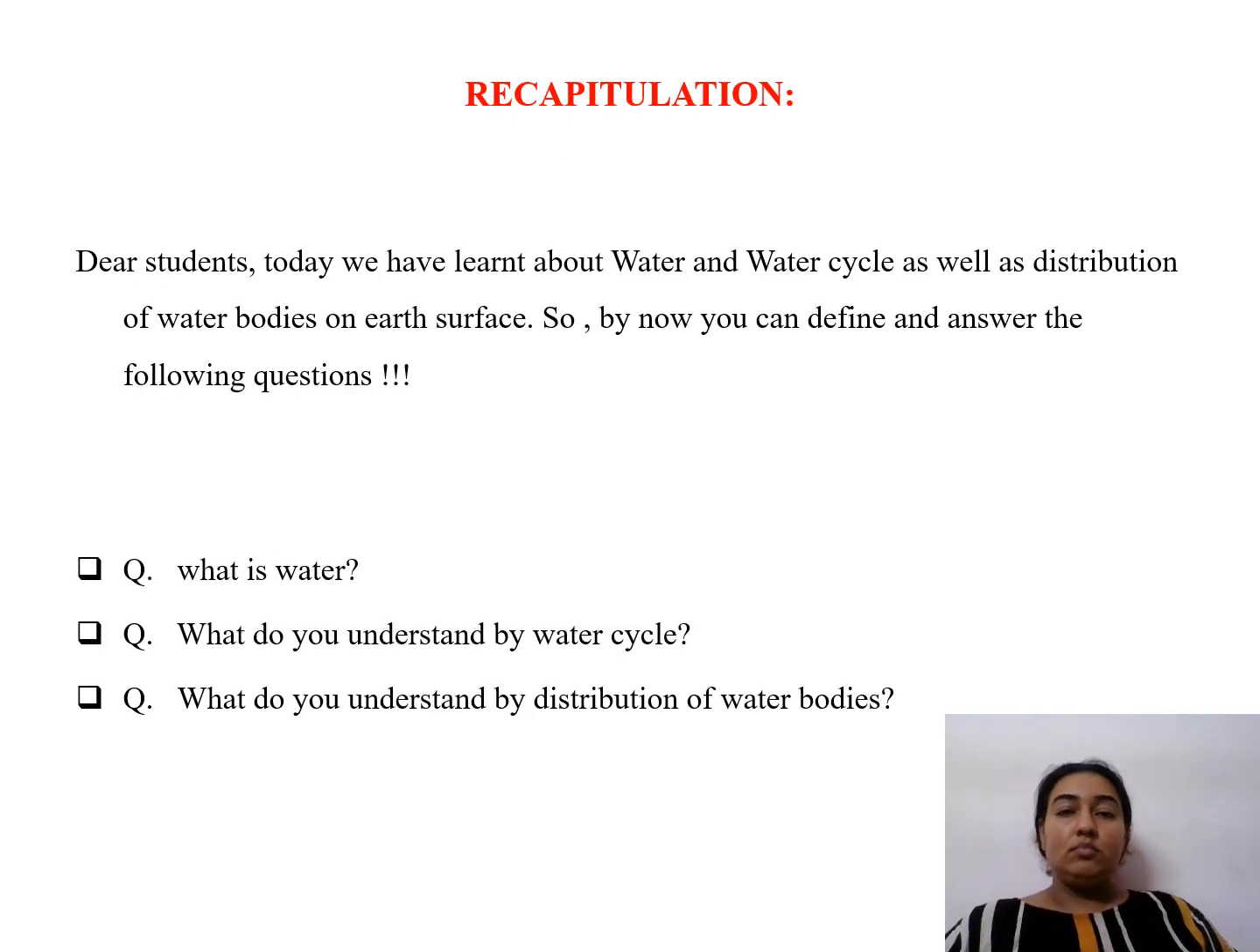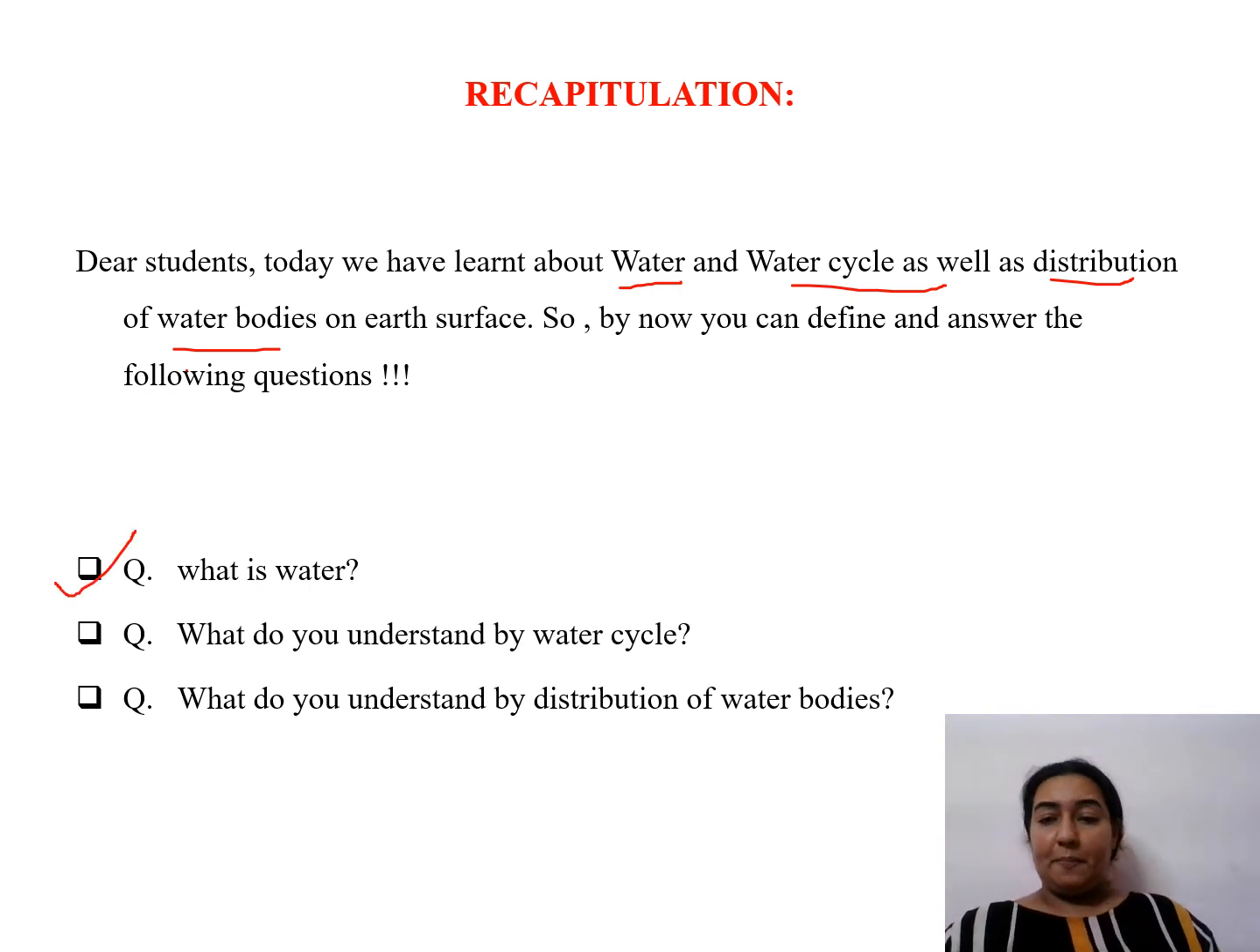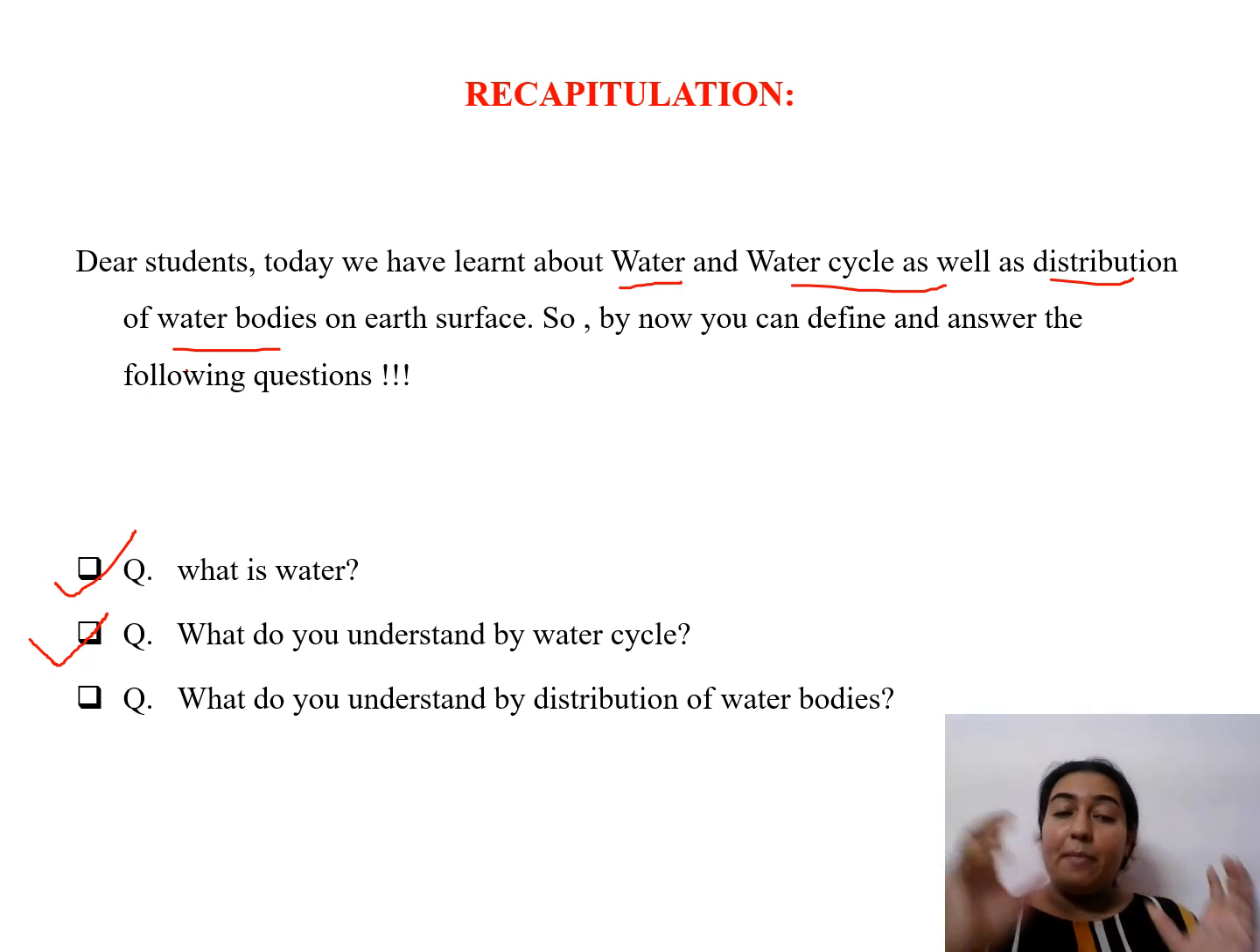Okay. Now, dear students, today we have learned about what the water cycle is as well as the distribution of water bodies on the earth's surface. Fine. So by now you can define and answer the following questions. What do you mean by water? Define each and everything that you know. What do you understand by water cycle? We ourselves completed that live worksheet in which we saw what the water cycle is all about.